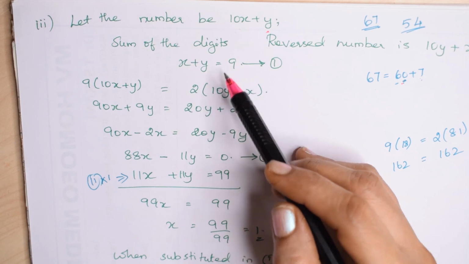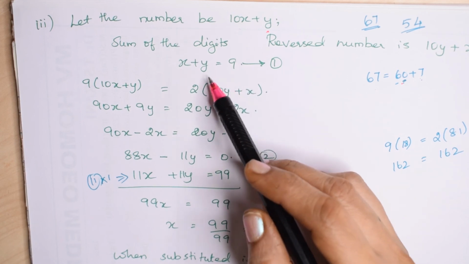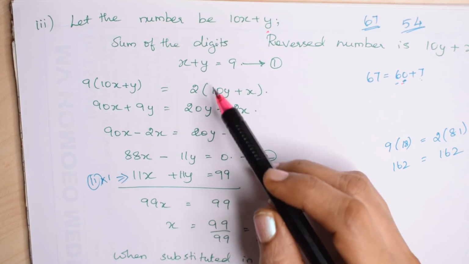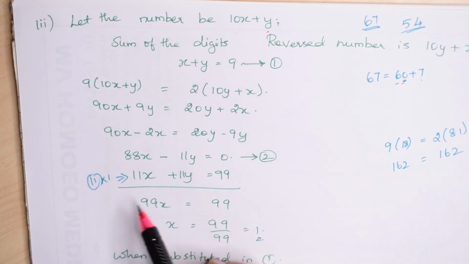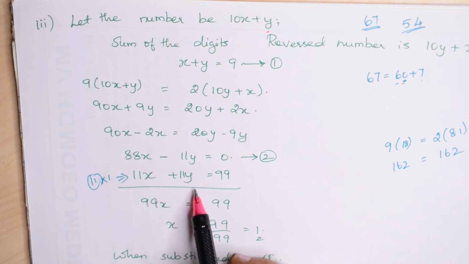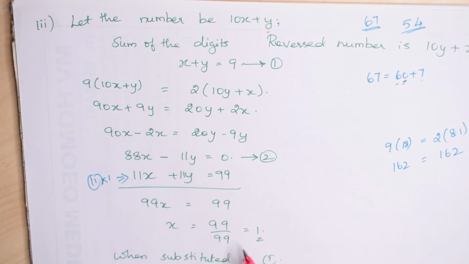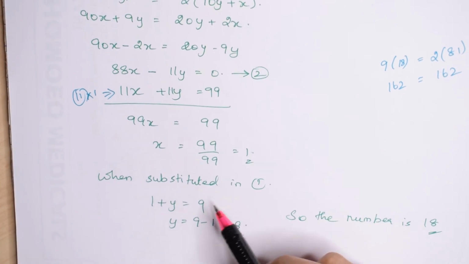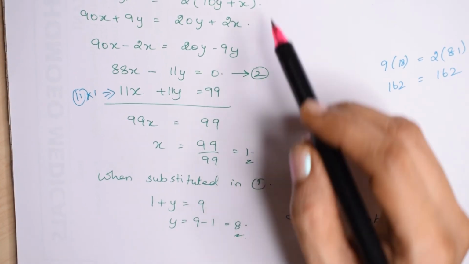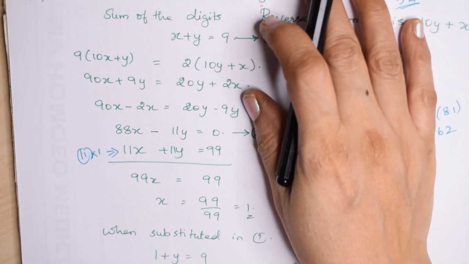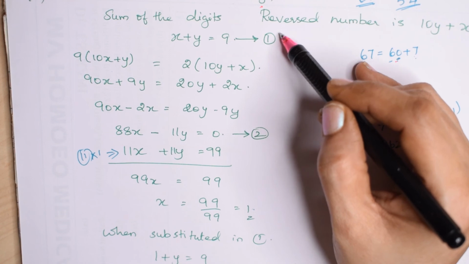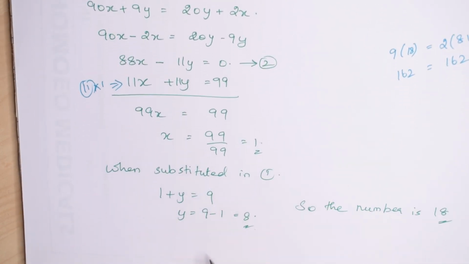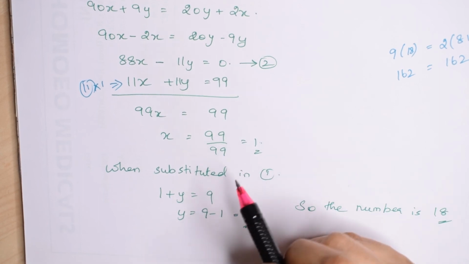I have the first equation and now the second equation. And I see 11 is the common factor, right? So I multiply the first equation with 11 and I get 11x plus 11y is equal to 99, and 99x is equal to 99. So x's value is equal to 1. Now I am substituting that value of x in the first equation, x plus y is equal to 9. When I substitute that, I get y is equal to 9 minus 1, which is 8. So the second digit is 8. First digit is 1 and the second digit is 8.